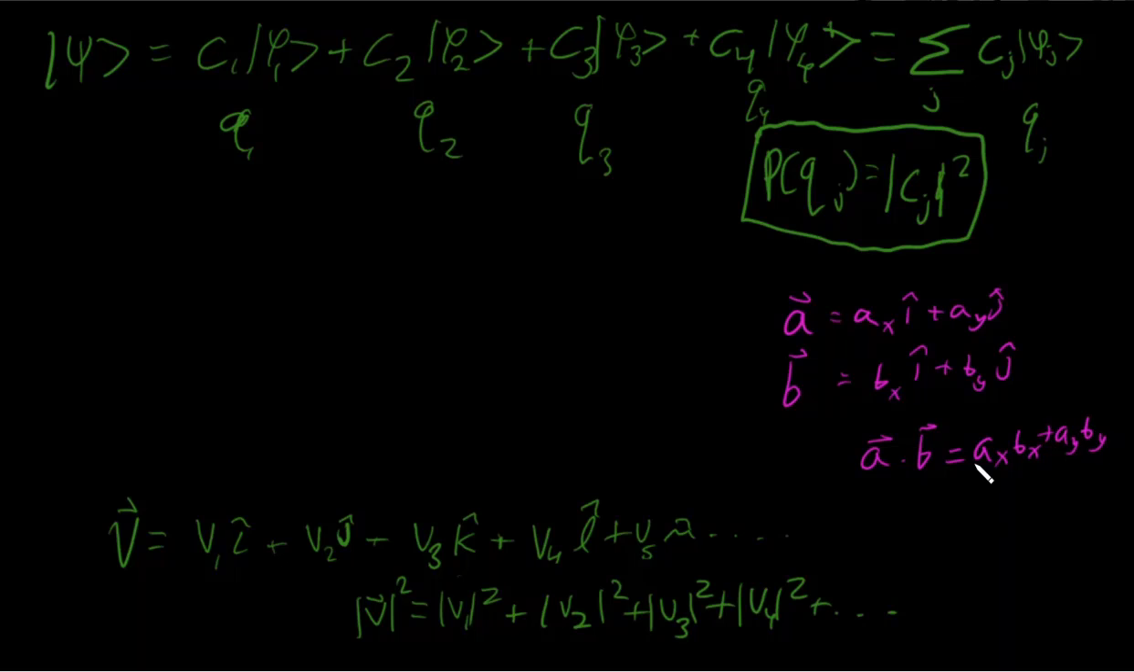And now if I add a third component, az k hat and bz k hat, you would add another term, az bz, and it would just continue, etc. So that's just expanding our vector properties into multiple dimensions. Hopefully you're familiar with this. I may have even mentioned this in our vectors video.